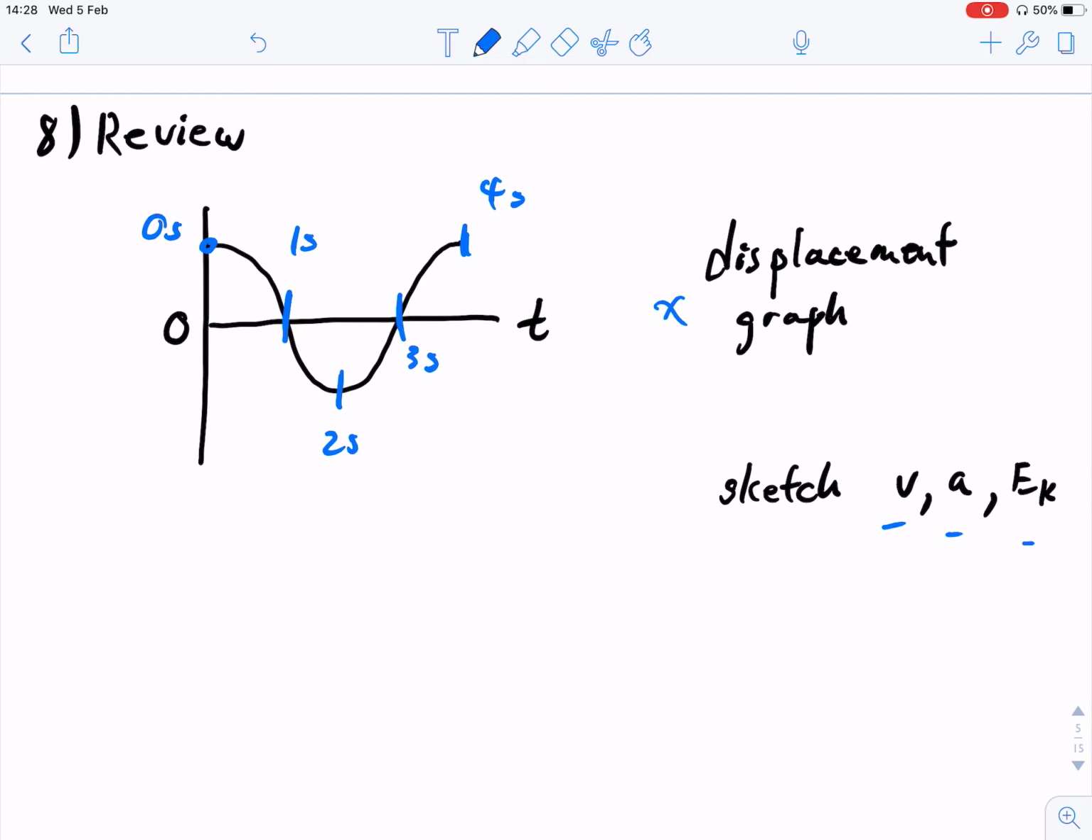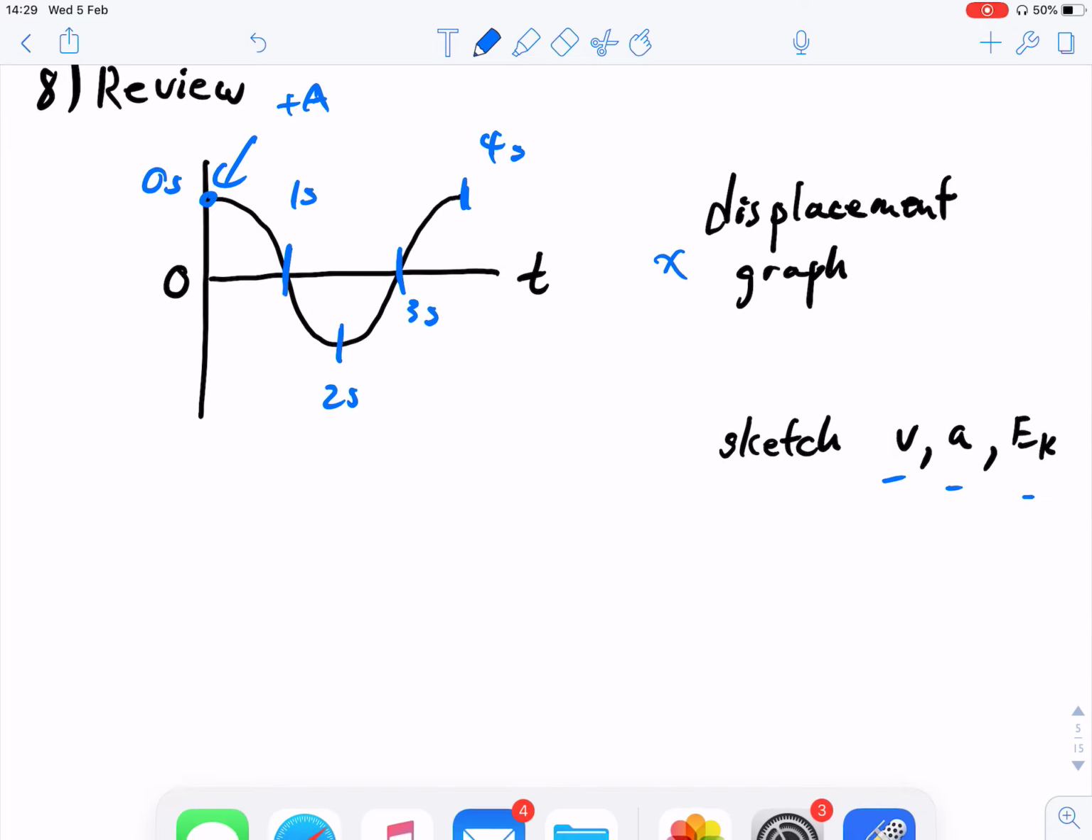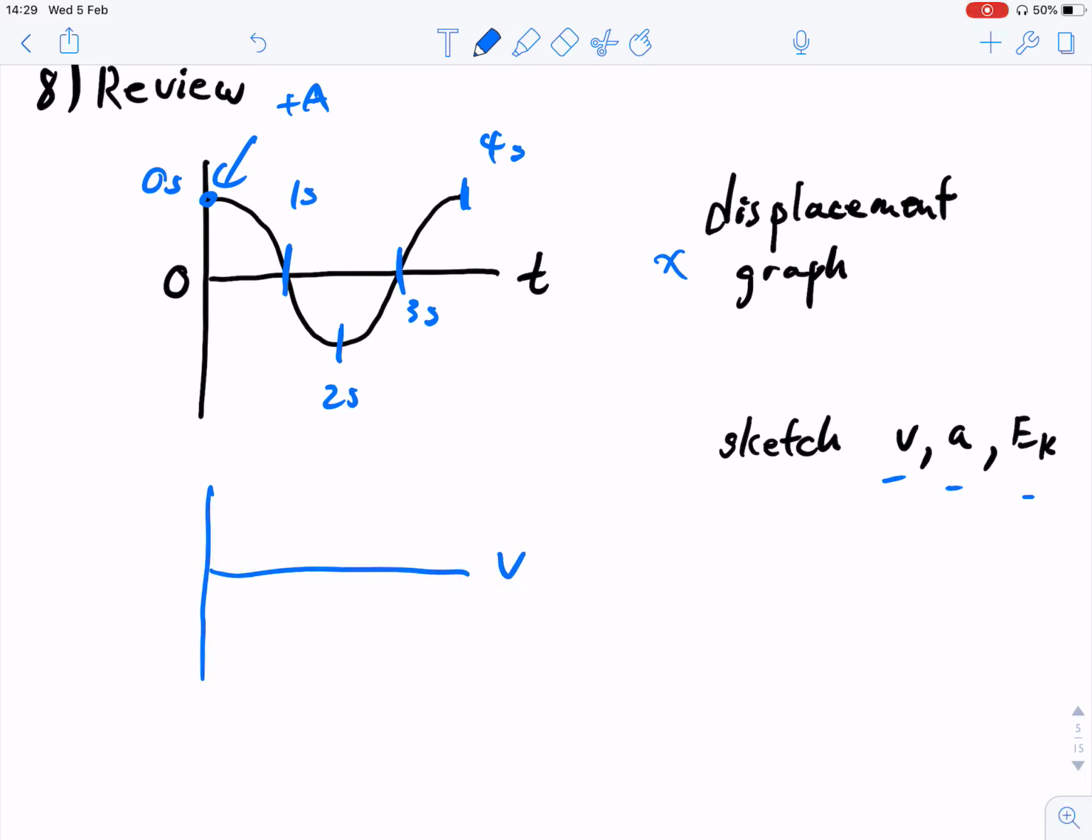If we cut that up, then what we're essentially saying is that it's starting off at a maximum displacement, so a positive amplitude, and it's heading back to the equilibrium position. So the velocity graph is going to start at zero for sure, and then it's heading down. Velocity is heading into the negative direction to start, because it's displacing back towards the middle in the negative direction. That would be at 1 second.